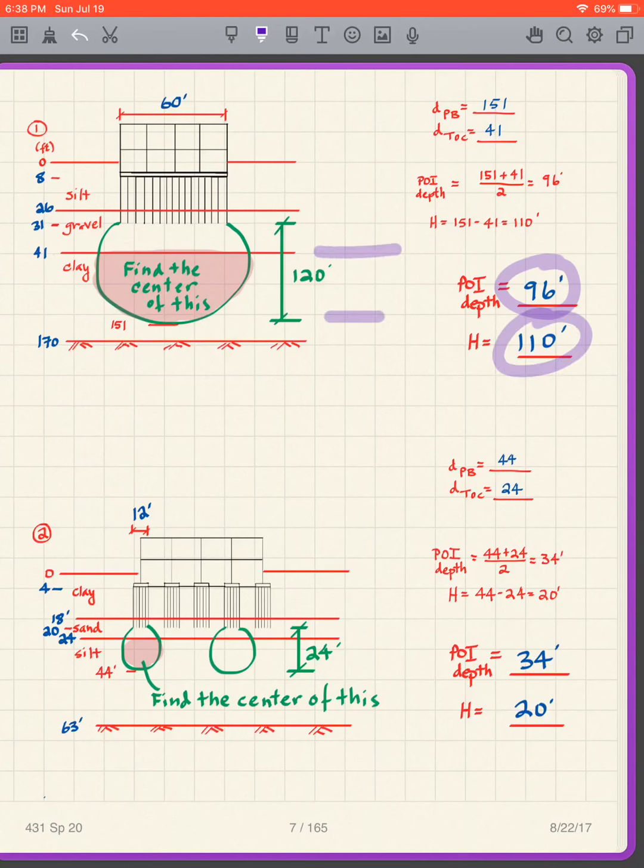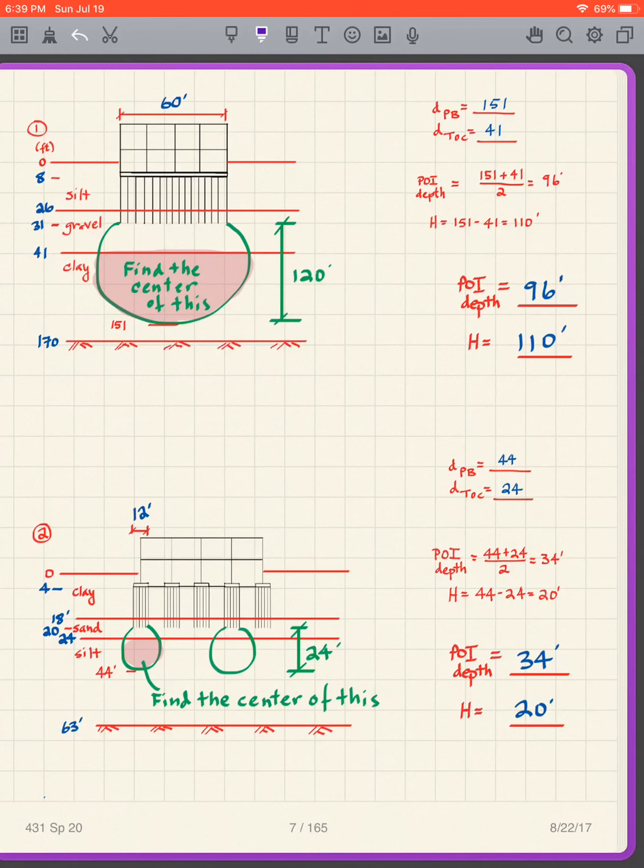What does that mean, the H? There's my H right there. It's 110 feet. That tells me I'm squeezing about 110 feet of soil, and then the point of interest depth of 96 is in here, so we're saying that the center of that region is approximately an average. It shows us a little bit of an average behavior over the depth of the clay region that is stressed.